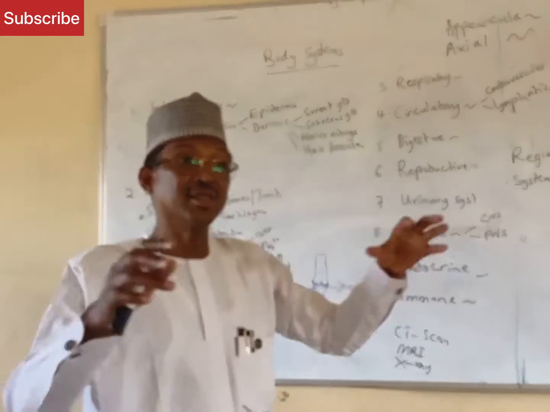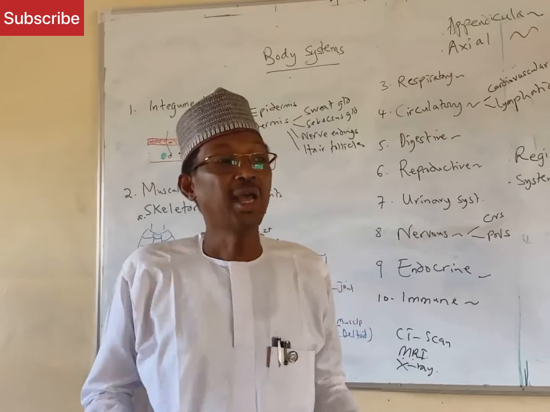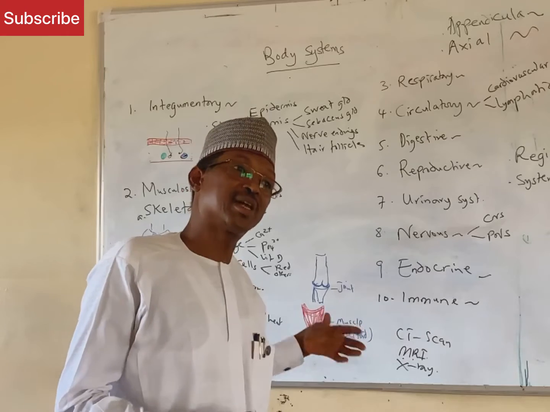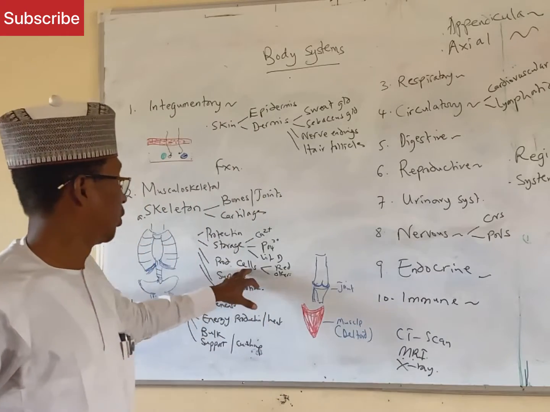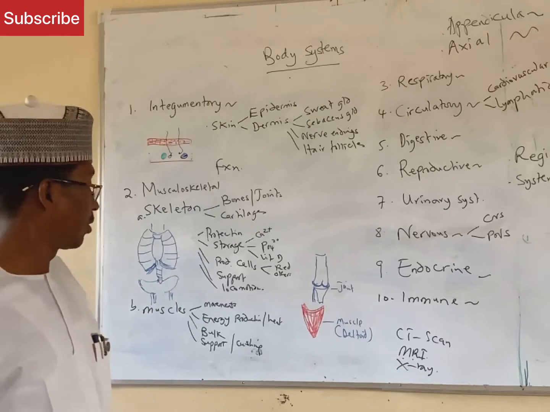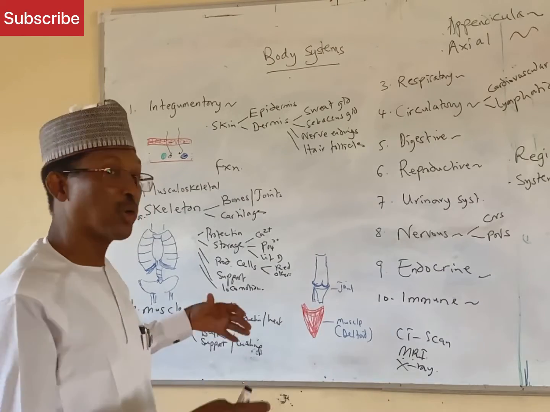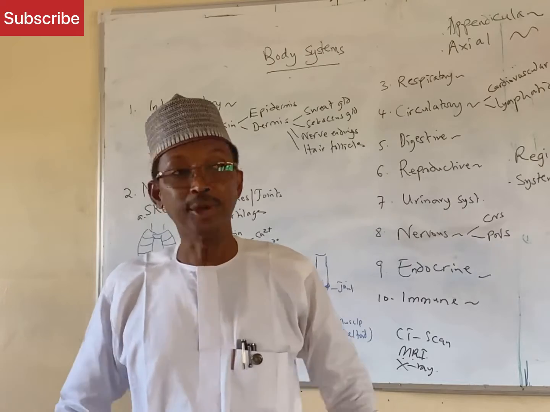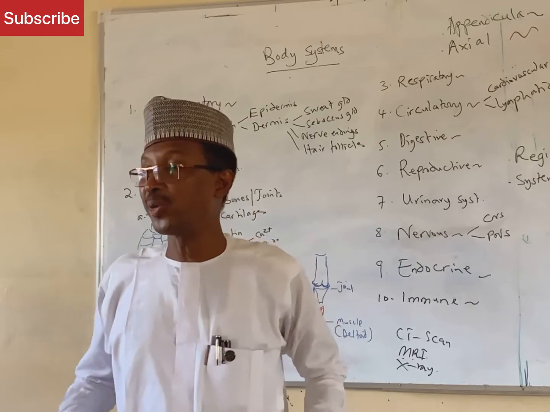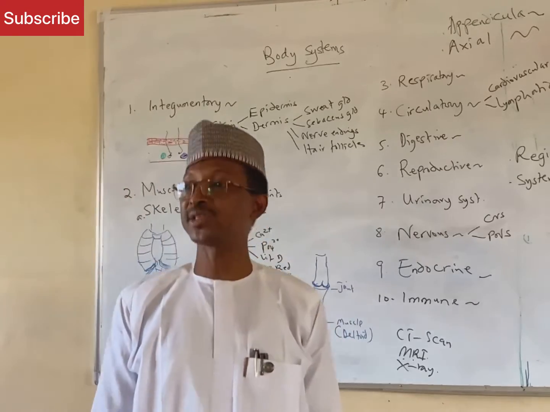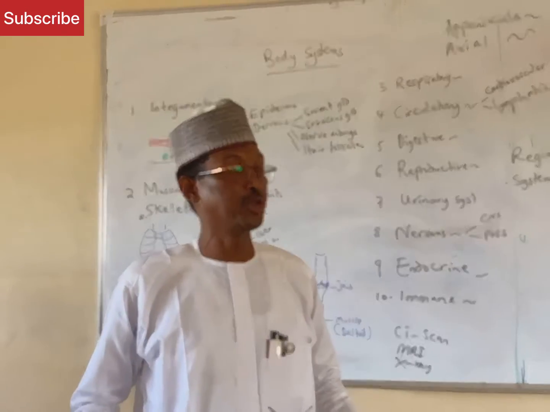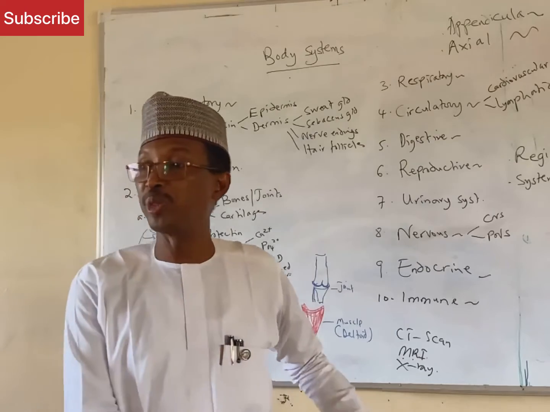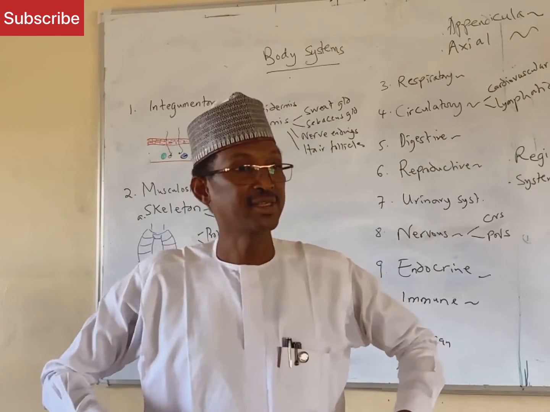Similarly, the skeleton produces cells. The red blood cells in our own blood are produced by the bones themselves. You get my point? They also support us. Like I'm standing now, I have not fallen down because of the bones. If the bones are not there, only muscles, I cannot stand, because the body is going to be flexible. So what is giving stability to the body is the bones, because they are hard substances.